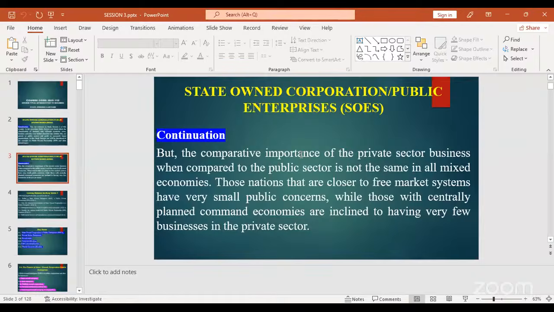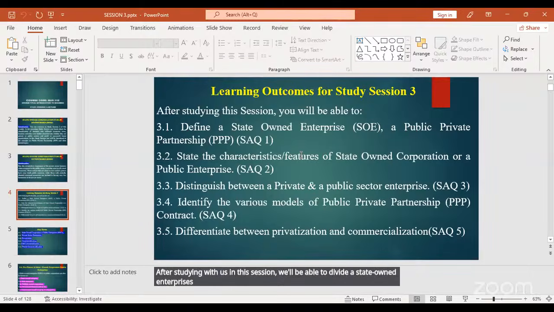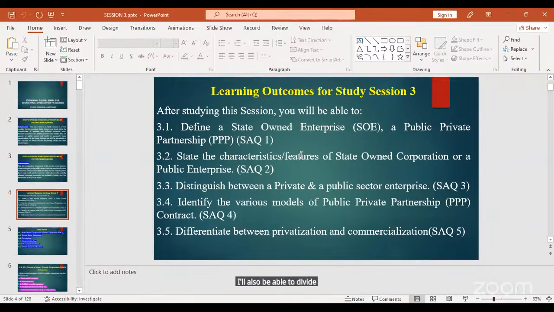So having said this, your understanding from our last class has shown you that we can have public and private, and I gave us the characteristics in our last class. So today, after studying with us in this session, you'll be able to define state-owned enterprises, and you'll also be able to define public-private partnership. Be able to state the characteristics and features of a state-owned corporation or a public enterprise.